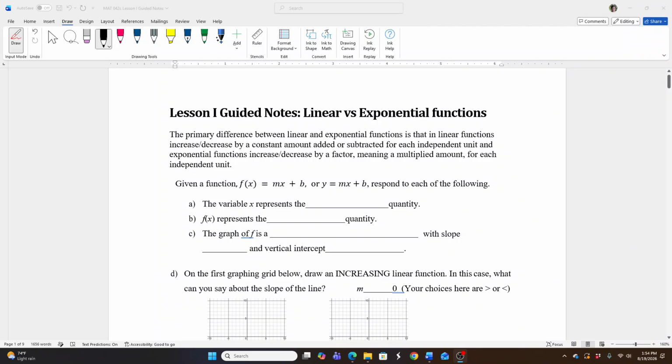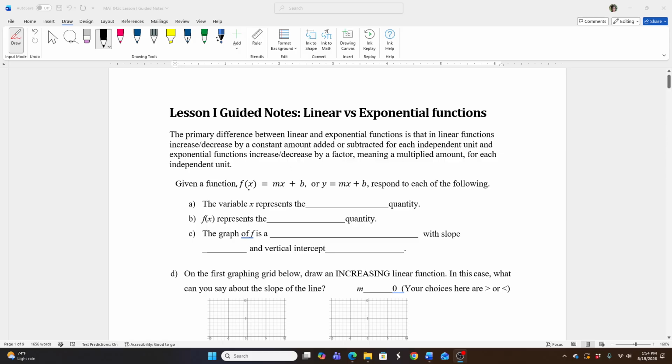In this video, we are going to look at guided notes for Lesson I on linear versus exponential functions. The primary difference between linear and exponential functions is that linear functions increase or decrease by a constant amount, added or subtracted for each independent unit. And exponential functions increase or decrease by a factor, meaning a multiplied amount for each independent unit.